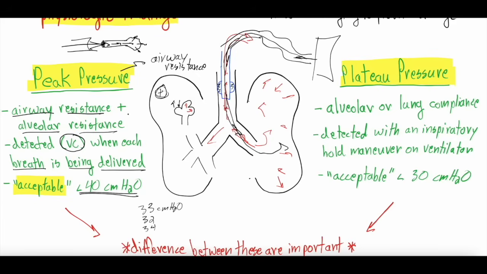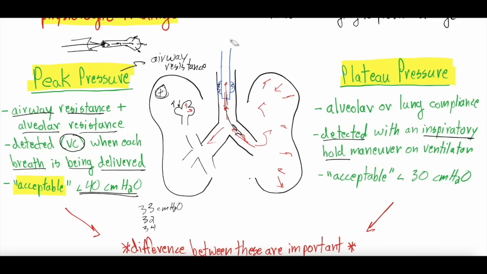This is in contrast to the plateau pressure. The plateau pressure is detected with what we call an inspiratory hold maneuver. So essentially what we're doing is we are pushing a breath in, and then we are pausing the ventilator. We're not letting any air out of the ventilator, and we're not letting any more air go back into the lungs. So I'm going to erase all this and we can see if we can draw it.